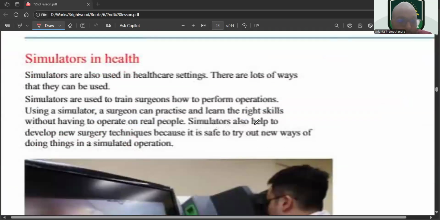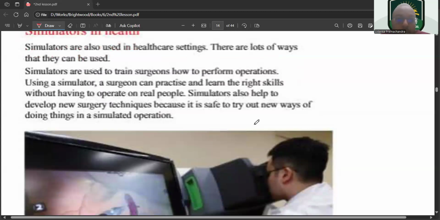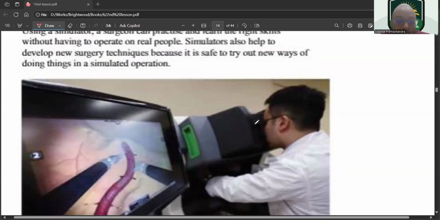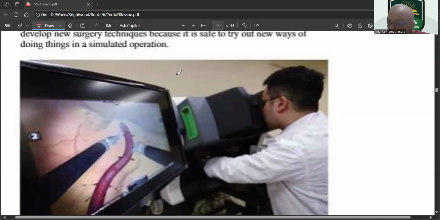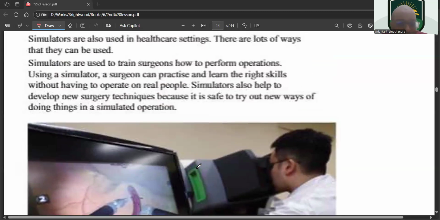Simulators are also used in healthcare settings. There are a lot of ways they can be used. One is to train surgeons how to perform operations using a simulator. The surgeon can practice to learn the right skills. In other countries, not mostly in Sri Lanka, doctors practice using simulators before they are attached to a patient. Simulators also help to develop new surgery techniques, because it's safe to try out new ways of doing things.